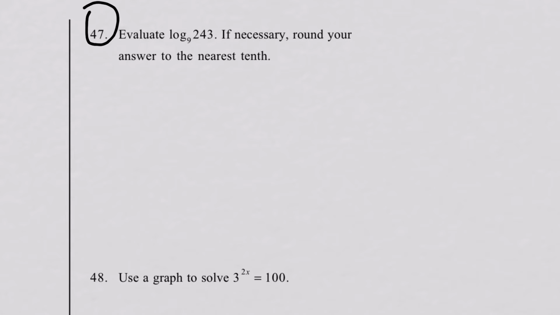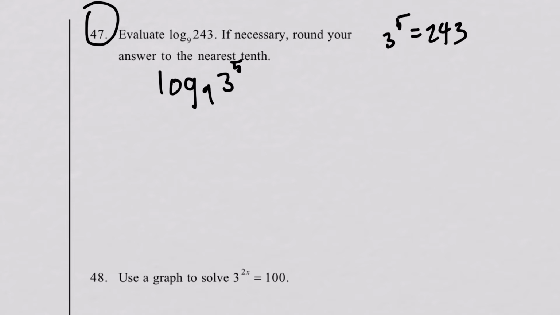The first thing I'm going to do is write that 243 as a power of 3. Let's check that. I think it's 3 to the 7th power, or maybe 6. Let's see. No, not 7 or 6, it's 5. 243 is 3 to the 5th power. You guys can double check that on your calculator. 3 to the 5th power is 243. So I'm going to use that fact, and write this log as log base 9 of 3 to the 5th power.